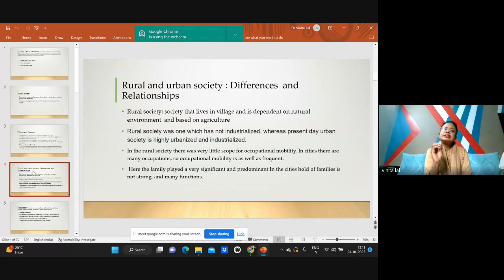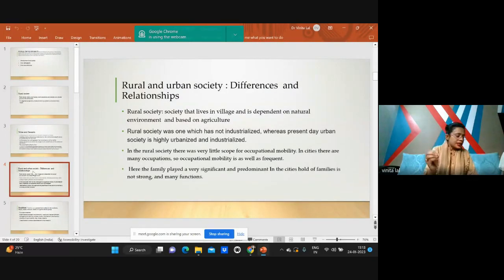Where these characters are seen, we can say this is an urban society. Cities have a very large population, growth is much faster, and people migrate from rural to urban society. In villages, the rate of population growth is slower, but not in urban society. The way of life shows a wide variety in urban society.